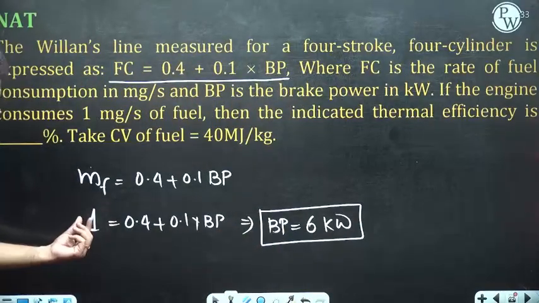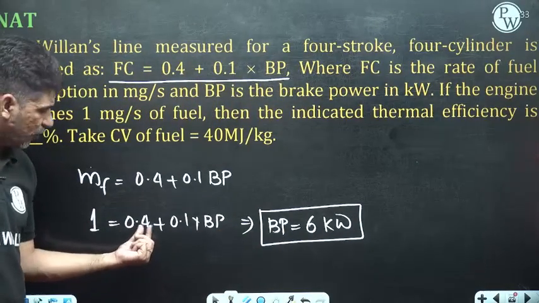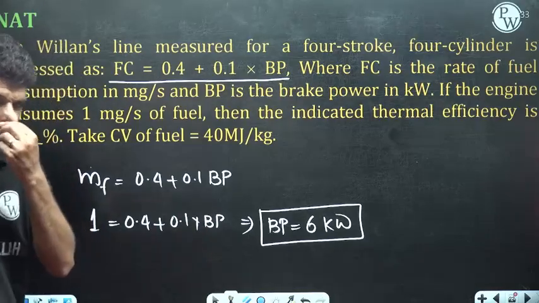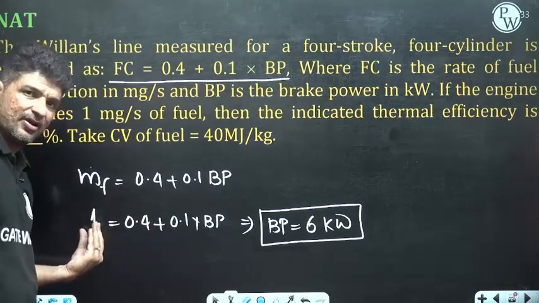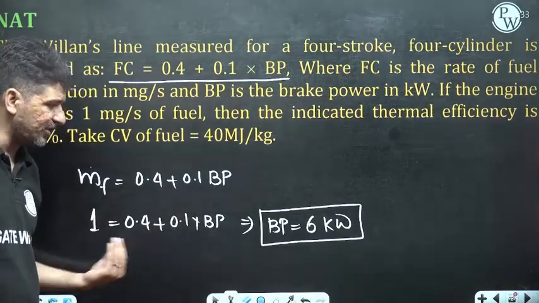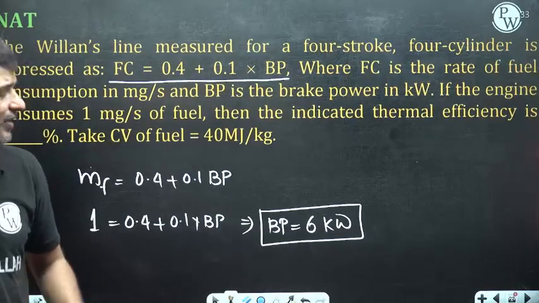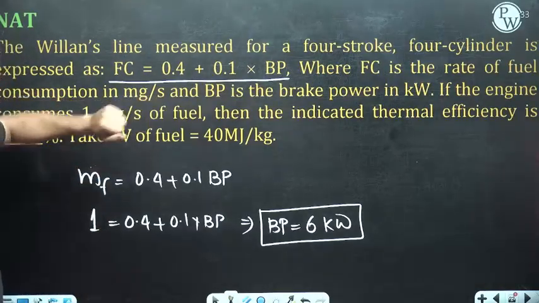Is it clear? 1 is equal to 0.4 plus 0.1 multiplied by brake power. This will go on this side, this will become 0.6. 0.6 divided by 0.1 is 6. So brake power measured in this condition is your 6 kilowatt.